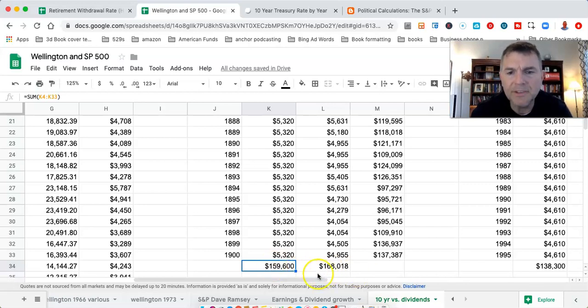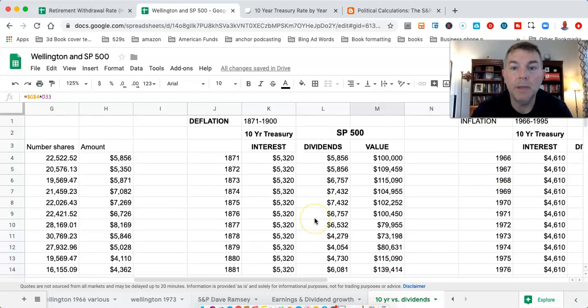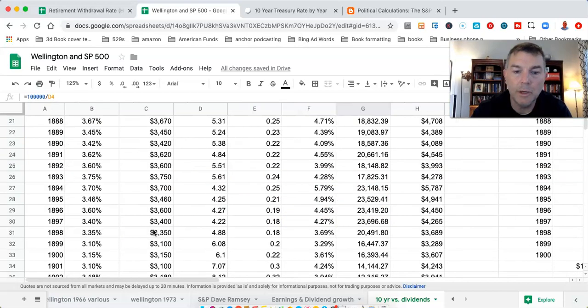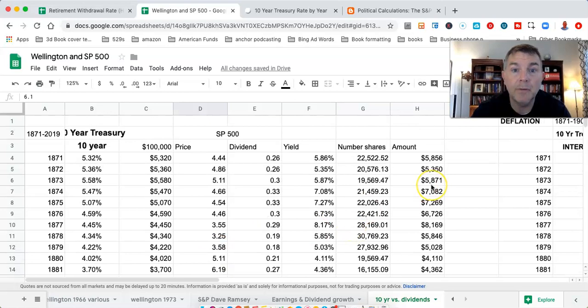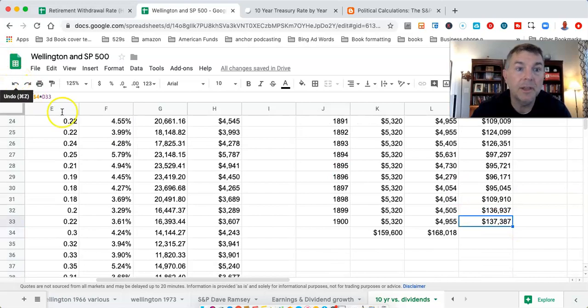So pretty similar here, even Steven, when it comes to income. But we know that the bond matures at $100,000. The S&P 500, well, we had $137,000. Why? Because we had 22,522 shares times the ending value, which was $6.10, the ending value of the S&P 500. So we take the number of shares times the ending value, and that means we had $137,000.